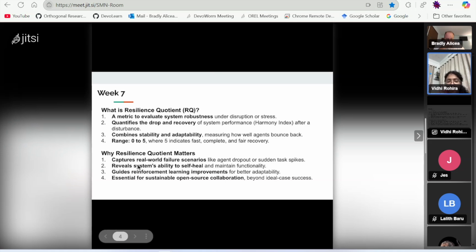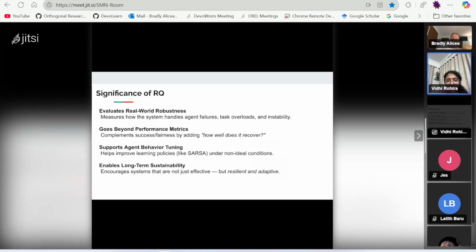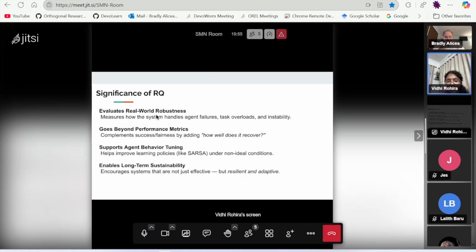Why it matters is because it captures real world failure scenarios, because not every agent is perfect and keeps contributing. So that's why the resilience quotient matters. It reveals the system's ability to self-heal and what will happen if that agent is not there. So that's the significance. Again, these points are just getting repeated: it evaluates the real world robustness and goes beyond the performance metrics.